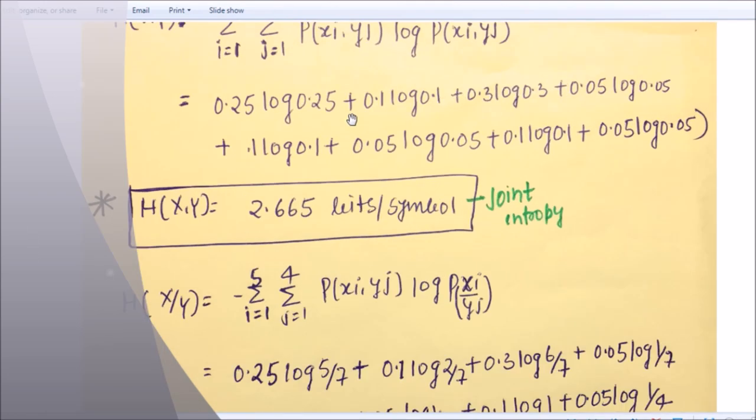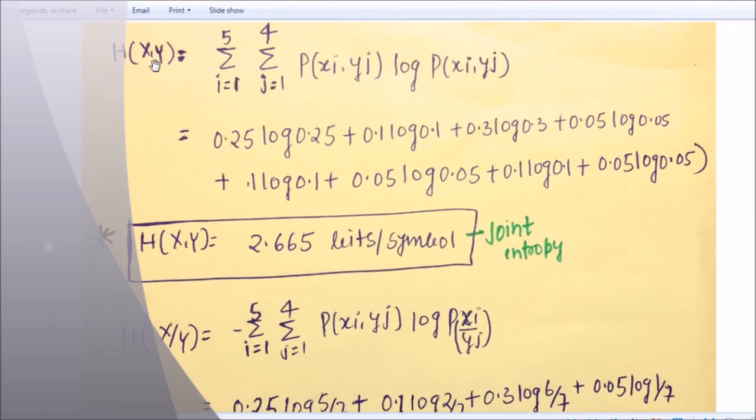So, let's see. Now, I am going to find Hxy. Hxy, what is the formula? i is equal to 1 to 5 and j is equal to 1 to 4, Pxi, yj log Pxi, yj. So, this is very simple. You have to take each element of Pxy and simply find it, okay? But it's very lengthy. It will be a 5 by 5 matrix, then it will go up to 25 if 0 is not present, okay? So, see here, 0.25 log 0.25, 0.1 log 0.1, 0.3 log base 2 0.3.